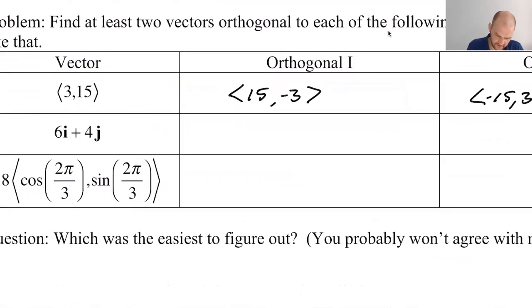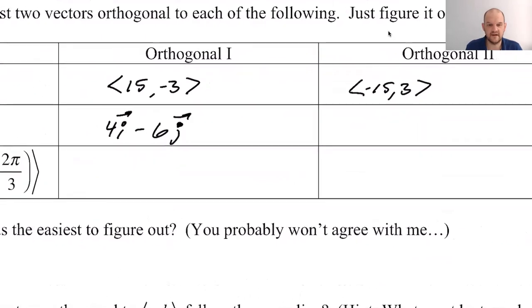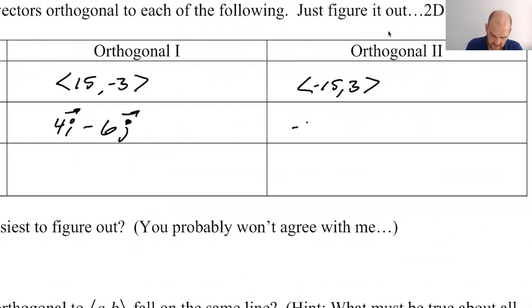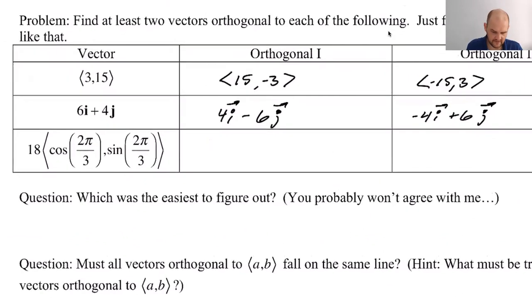So I think I can do 4i minus 6j. That would be 24 minus 24, definitely 0. And then why not multiply this by a negative? So negative 4i plus 6j. This is just to get you in the spirit of doing this. Finding a vector orthogonal to another vector is a big deal. It's an important thing, but it's not a huge challenge. You just have to get used to it. So this will always work.